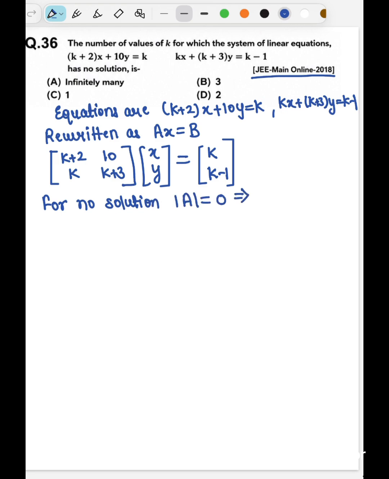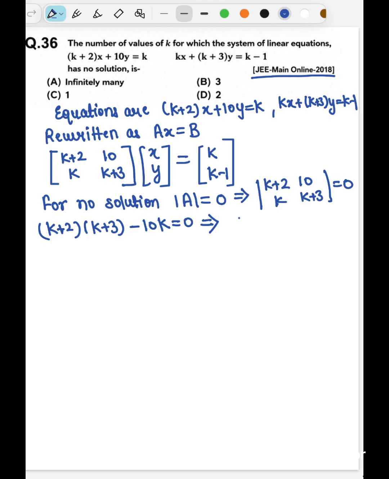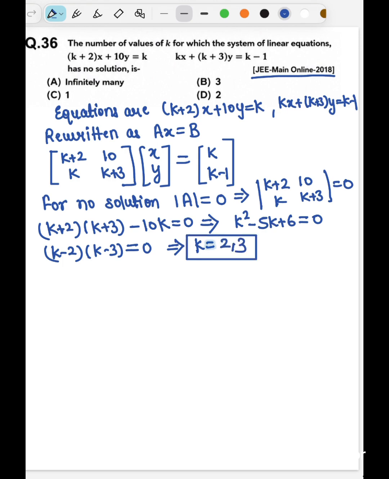This implies that the determinant of k plus 2, 10, k and k plus 3 is equal to 0. Cross multiply: k plus 2 times k plus 3 minus 10k is equal to 0. This implies k square minus 5k plus 6 is equal to 0. Now factorize: k minus 2 and k minus 3 is equal to 0. This implies that k is equal to 2 and 3. This is the obtained value of k.